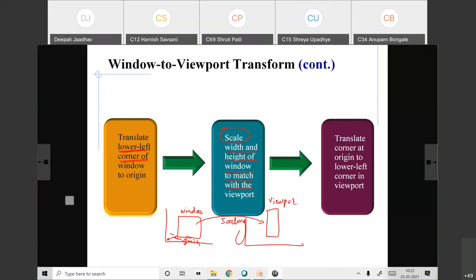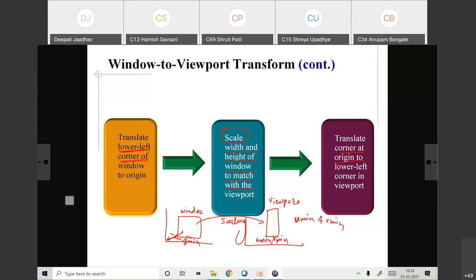Now, for this viewport, we need to translate the corner. Okay, so translate the corner at the origin to the lower left corner of the viewport. Means it is translated here, so we need to translate it back with U min and V min. Because now it is not X min and Y min, it is U min and V min.